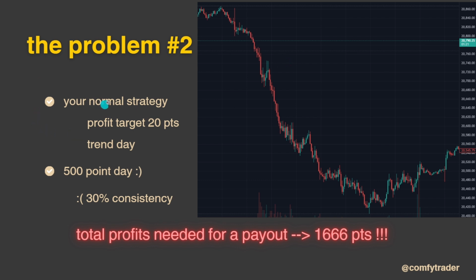Because if you normally say easy strategy, we have 1, 2, 3 contracts, 2 contracts for a small profit target, the third contract as a runner. If I have a 500 point day, or 400 point day, then my profit target would increase to over 1000 points. So what does that mean? If you normally have days of 20 points, let's say 40 points, 2 positive trades, then you need 80 such days in a row to be able to withdraw.